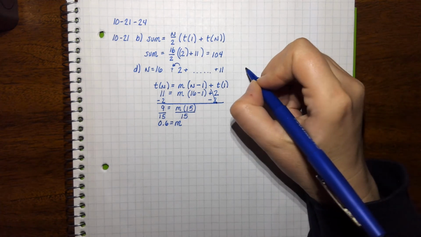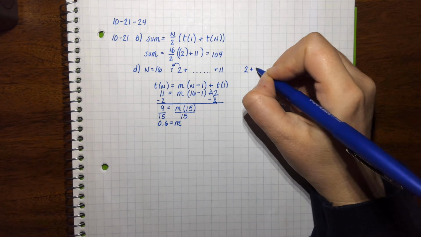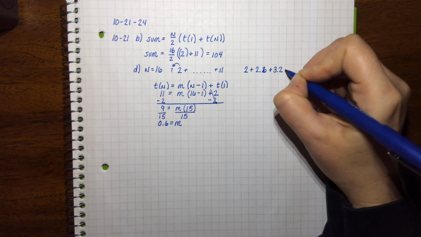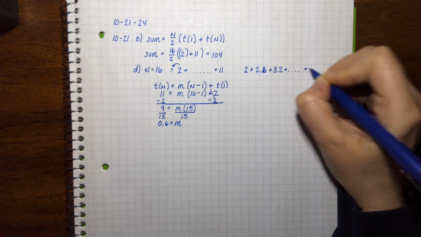So we would have 2, 2.6, 3.2, etc. up to 11.